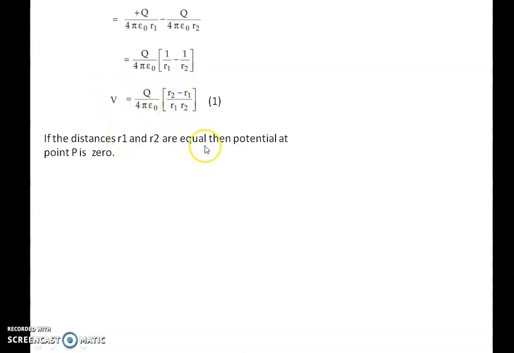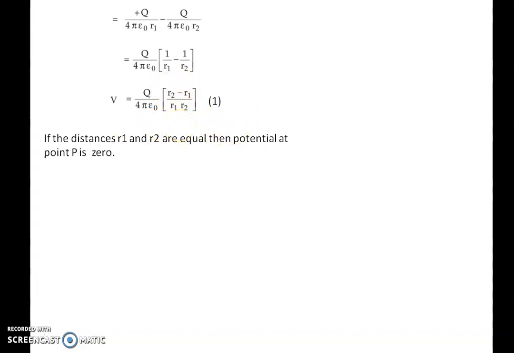So this is the case when the point lies equidistant from both the charges of the dipole, that is point A and point B. Then the potential at point P will be equal to 0.